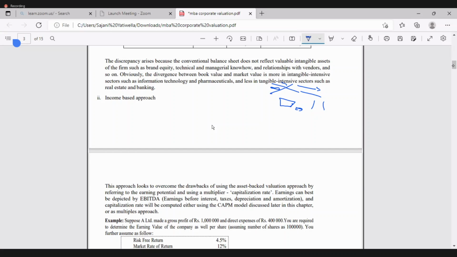Due to that reason, the second approach indicates a value based on the income statement, based on income generative power, earning potential. So here you use the term capitalization rate, maybe a multiplier. Multiplier means, for example, different multipliers are there.